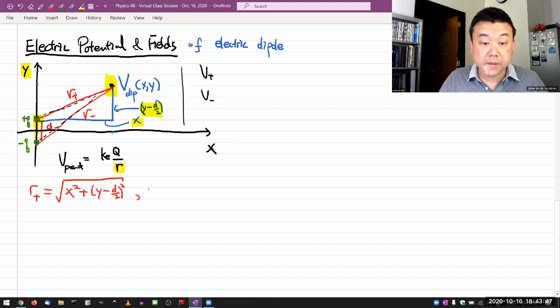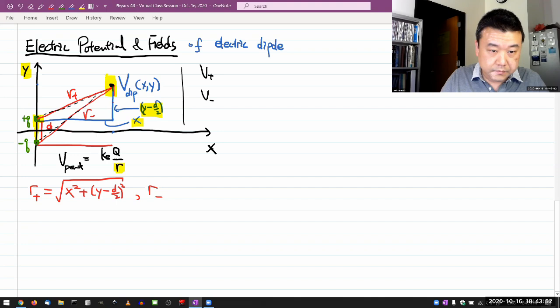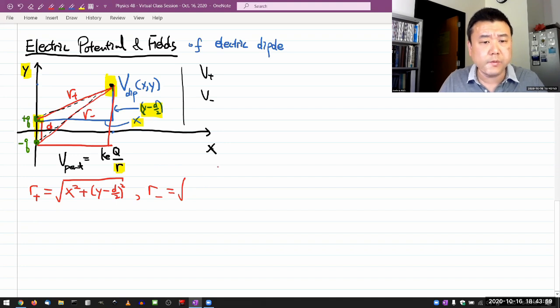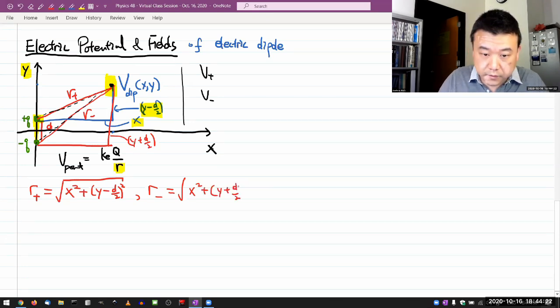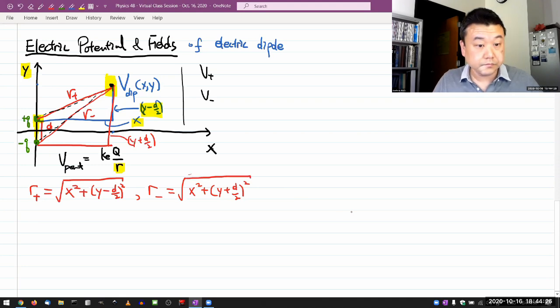The r minus is given similarly. Let me consider this triangle here. The x component will be the same. The y component this time will be y plus d over 2. And as before, this expression will work for all the different points in the space. So x squared plus y plus d over 2 squared. So all right, I have the two distances.